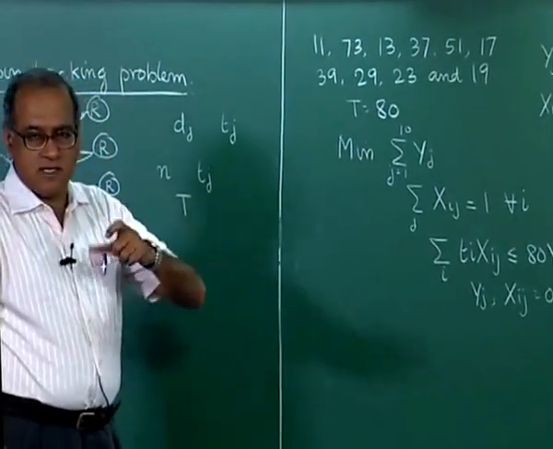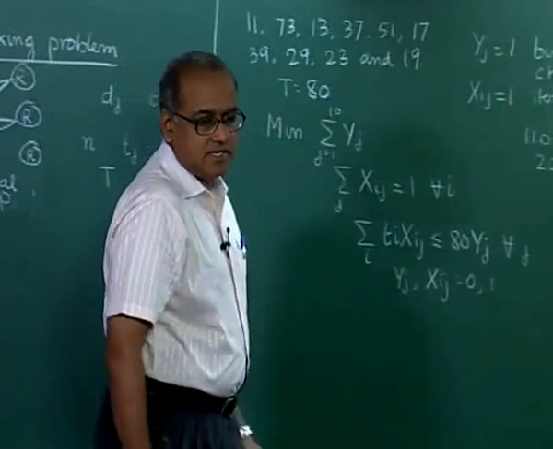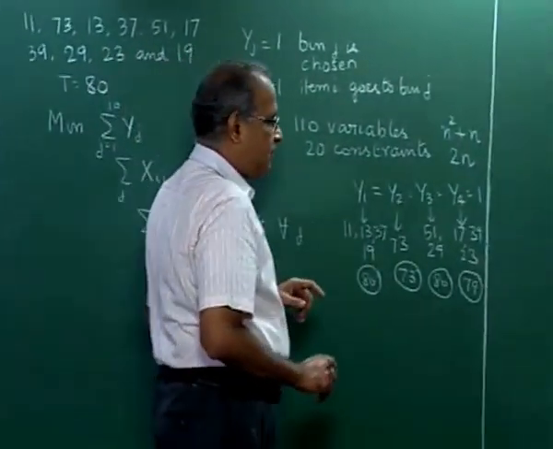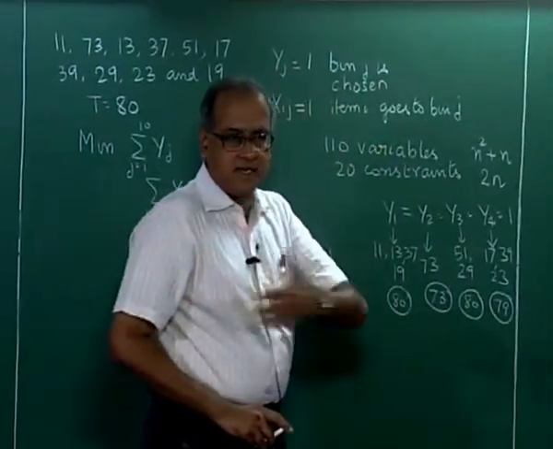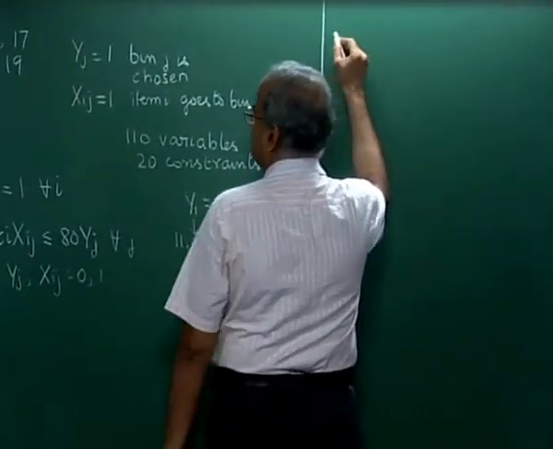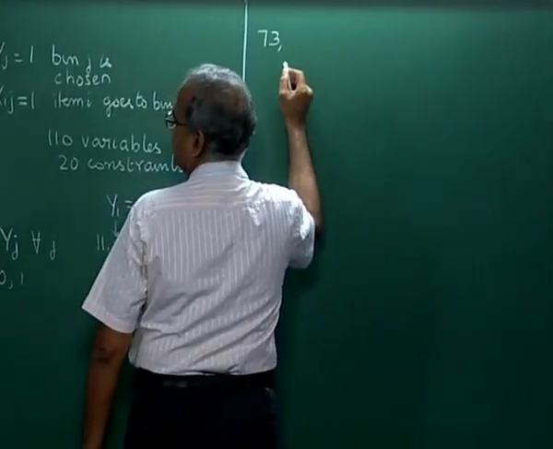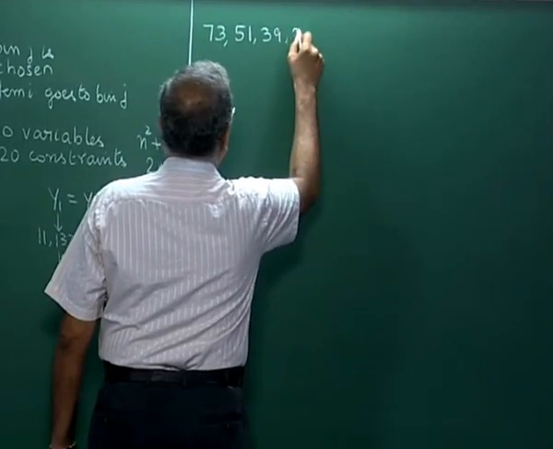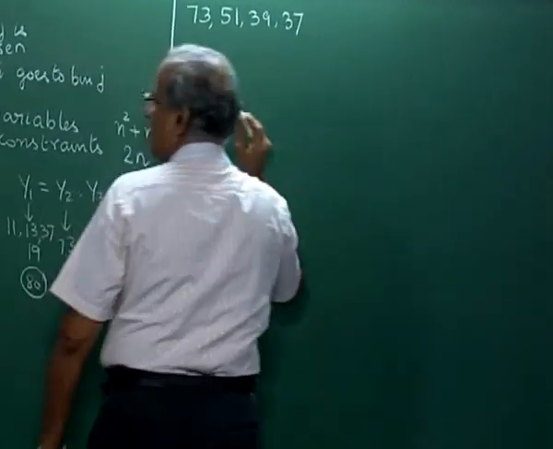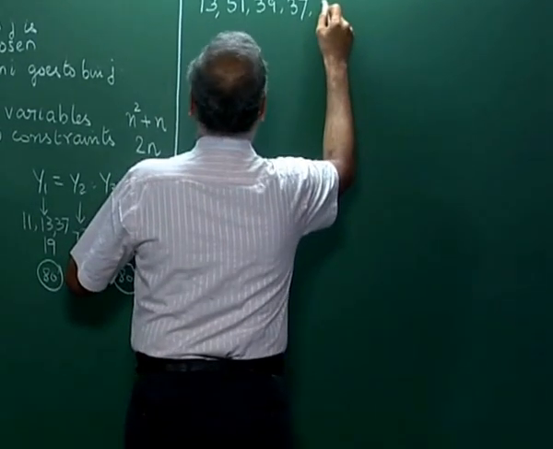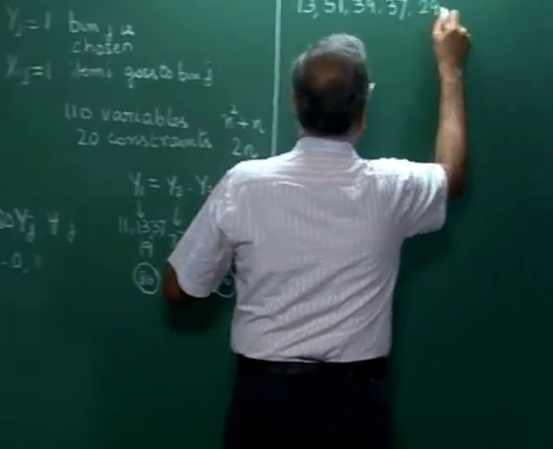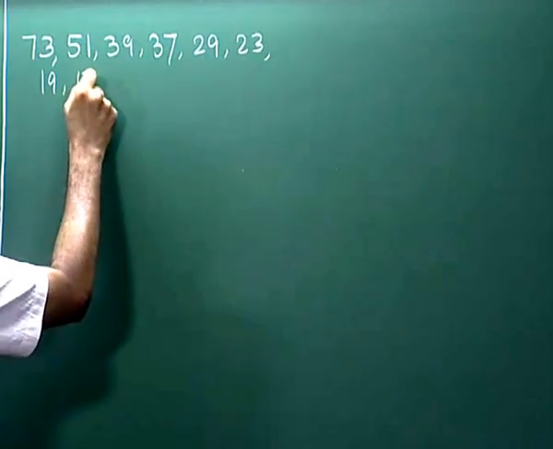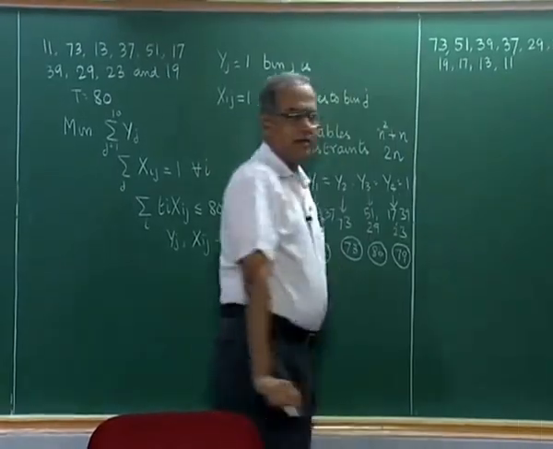Now let us assume we want to solve this using heuristics. Several heuristics are available, we will see 1 or 2 of them. Most of these heuristics first sort these items in decreasing order. So when these items are sorted in decreasing order, we get 73, 51, 39, 37, 29, 23, 23, 19, 17, 13 and 11.